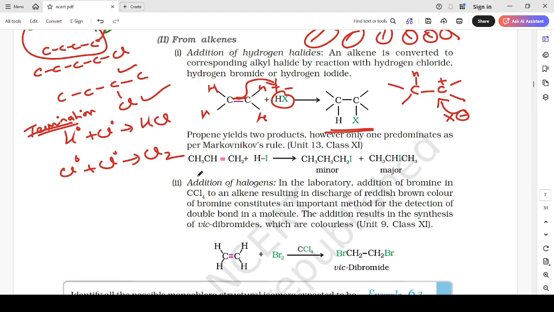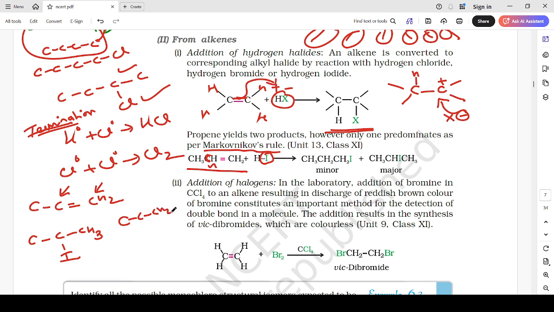What if I am having an unsymmetrical alkene? Use Markovnikov's rule. The negative part, iodide is the negative part, will get added to the more substituted carbon of the olefin. Which is the more substituted carbon? This is the more substituted carbon. So I have two products here. One product is where the iodine goes and attacks the more substituted carbon and the CH2 takes the hydrogen. Another product where the iodine goes and attaches here. Two products are possible, but which is the major product?